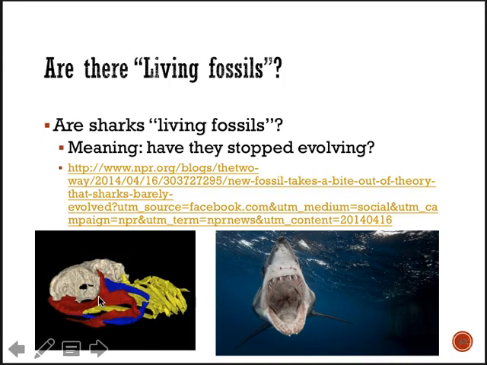There's a shark ancestor, and it turns out that the bones of the shark ancestor in the jaw are very different from the bones of the jaw of a modern shark. So even though the sharks look very, very similar to how they did millions of years ago, they have in fact still evolved. The bone structure is very different, even though the external structures look very similar.